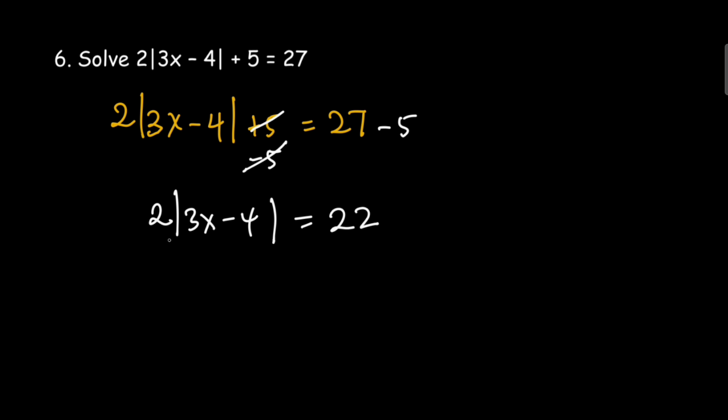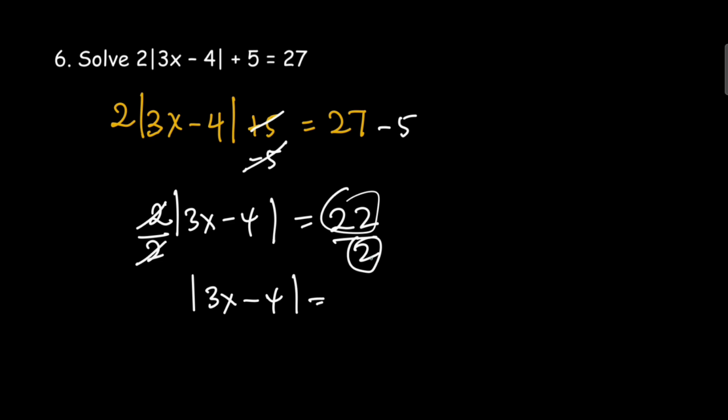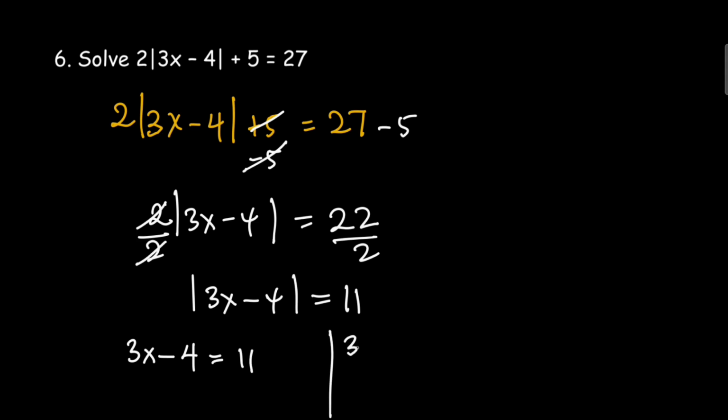Now again, we just want to isolate the whole of this absolute value, so that means we have to get rid of this 2 right here, and we can just do this by dividing both sides by 2. Then you notice that this 2 and this will go. Then we have the absolute value of 3x minus 4 is equal to 22 divided by 2, which is giving us positive 11. All right, then we write the two equations for this. So the first one is going to be 3x minus 4 is equal to positive 11, or the second one is going to be 3x minus 4 is equal to negative 11.